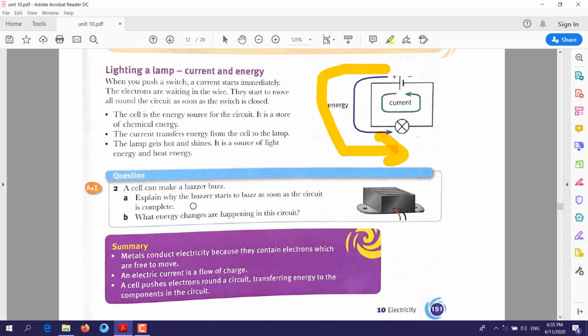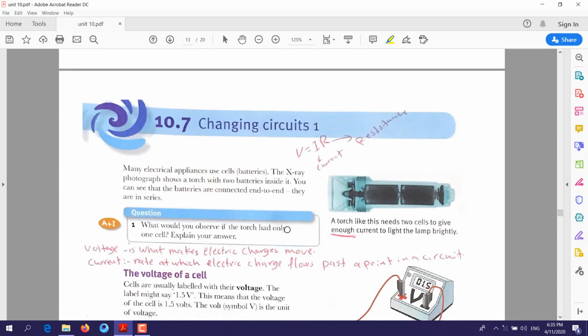Another component in a circuit we call a buzzer. This is the buzzer. The function of this buzzer is: when electric current passes through it, it will start making sound, it will start buzzing. The function of it is to make sure that electric current is passing through the electric circuit.